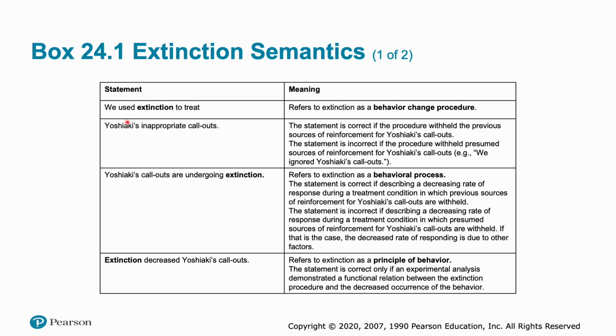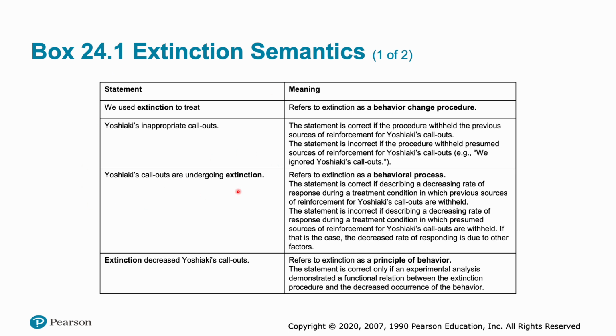So basically, this is a table from your textbook that is explaining to you how you're going to use extinction across different scenarios or across different contexts. Next says, if you are going to refer to extinction as a behavioral process, you could say, Yoshiaki's callouts are undergoing extinction, or Yoshiaki's callouts are being placed on extinction could be an appropriate way to also say this.